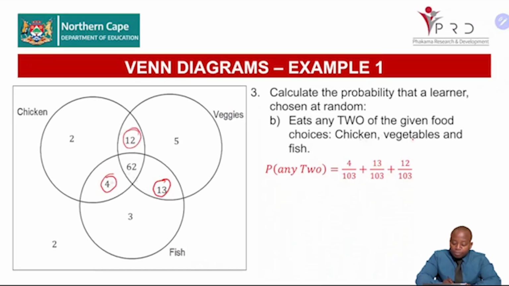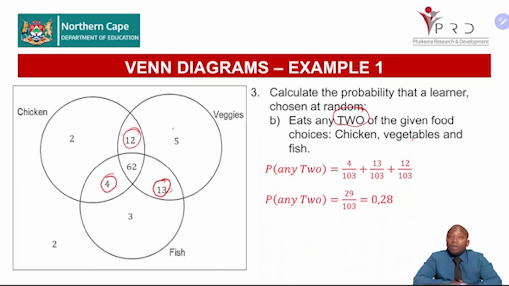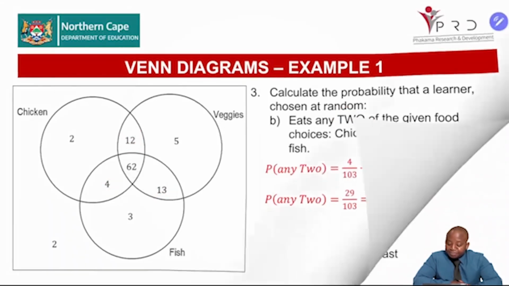So we're going to say 4 over 103 plus 13 over 103, which is the total, plus 12 over 103. So it is any 2. So any 2, it is the intersection for 2. This is for 3, and this is for the single and the single. Then the probability is going to be 29 over 103, which is 0.28.